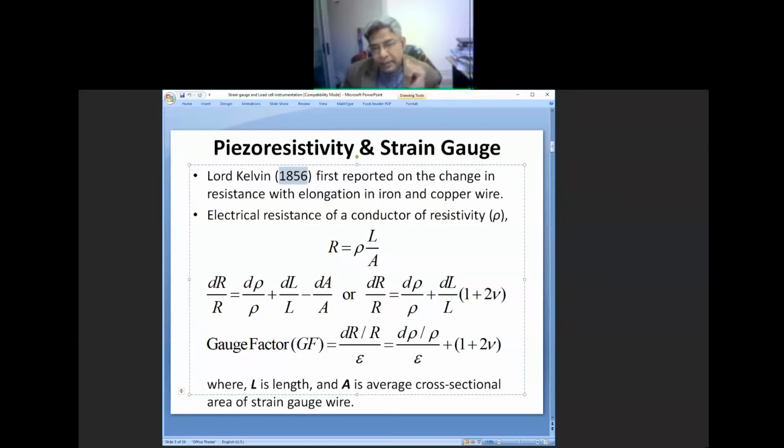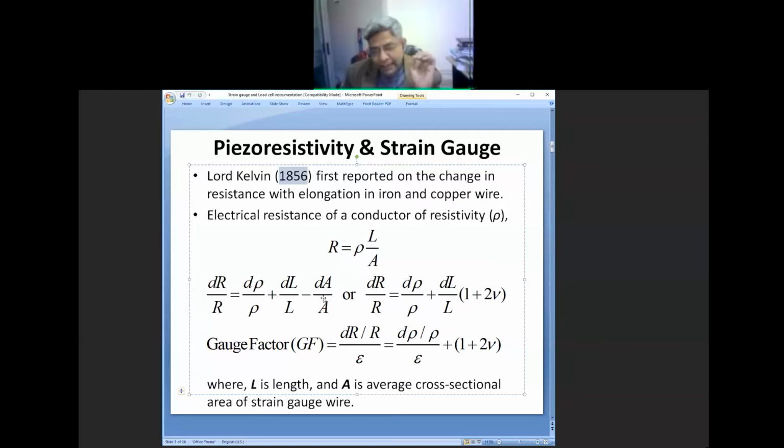The electrical resistance of a conductor of resistivity rho is given as R, where R is resistance, rho is resistivity, L is the length of the conductor, and A is the cross-sectional area of the conductor. Then from here we get the relationship for gauge factor. It is a parameter that is critical for any strain gauge. So what we do here, we simply take a derivative of this equation. It becomes like this, and then we rearrange it.